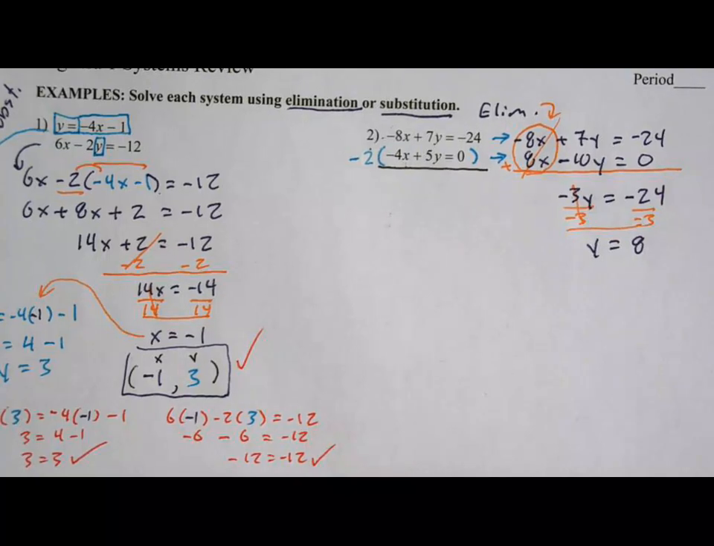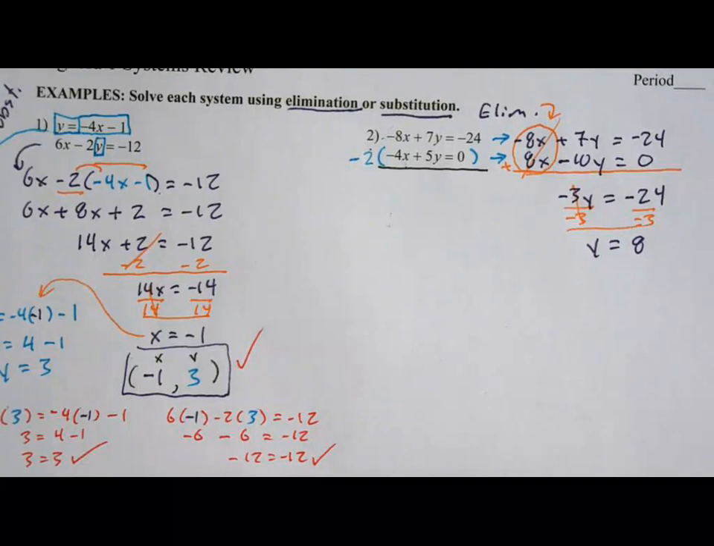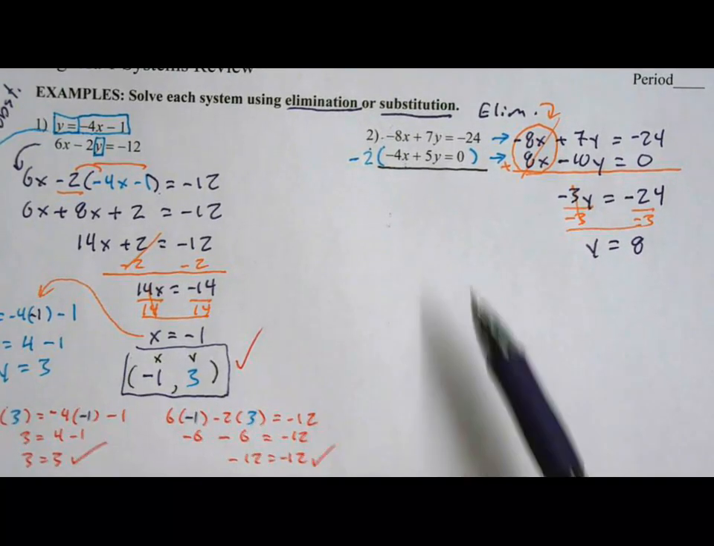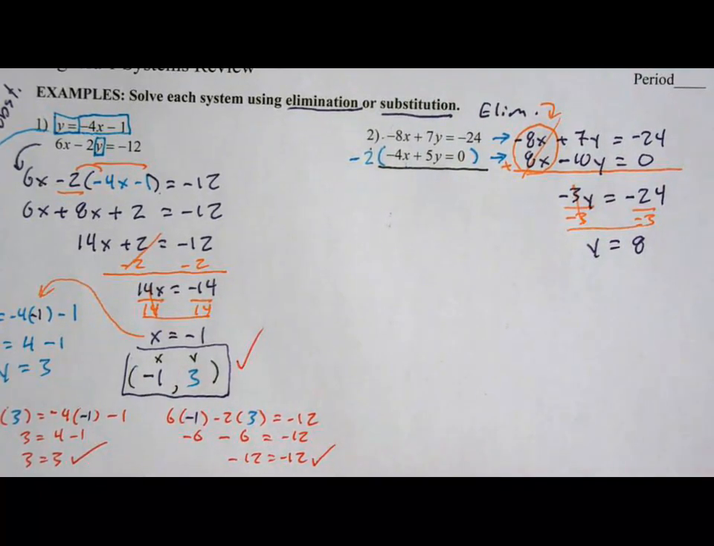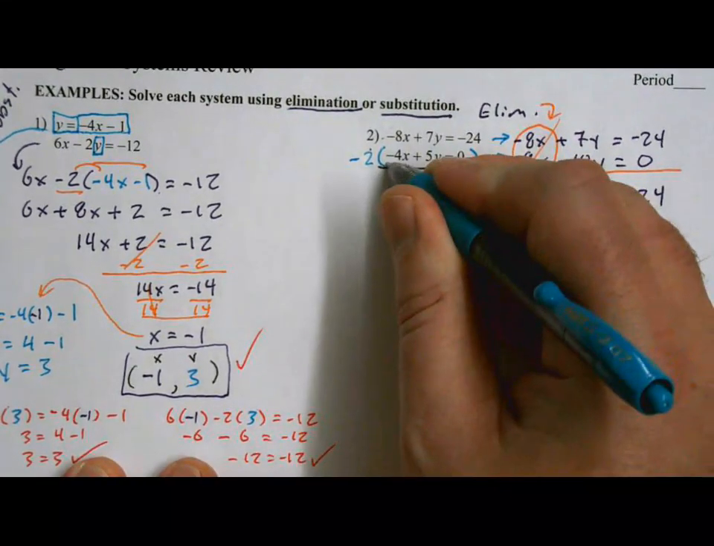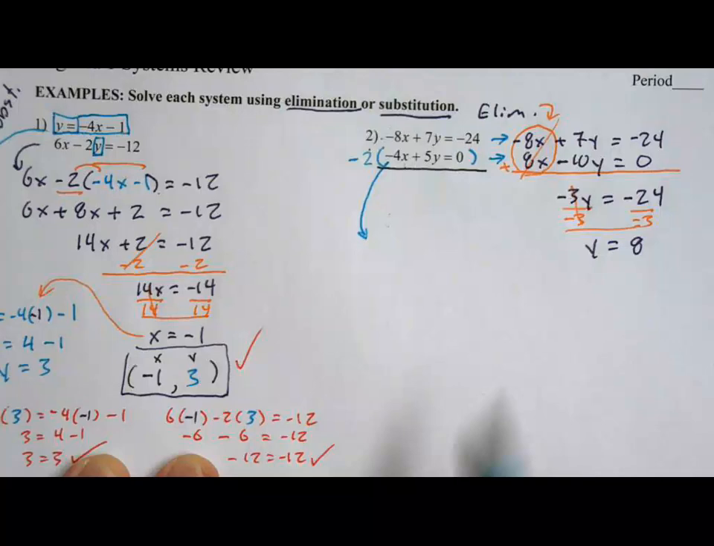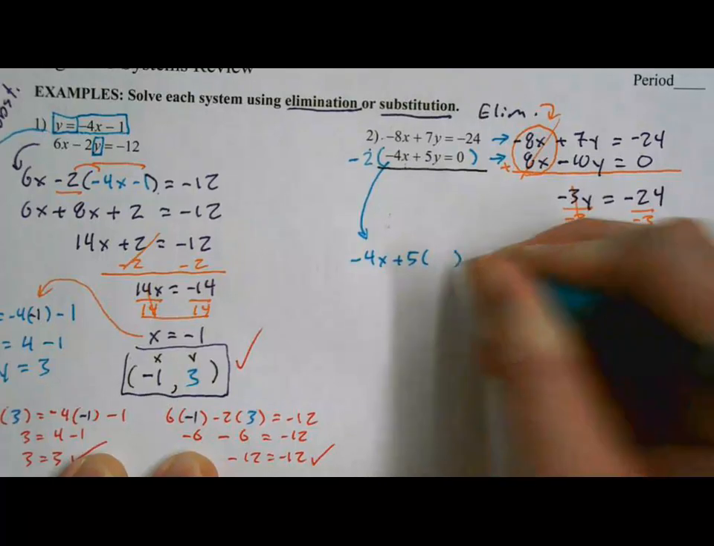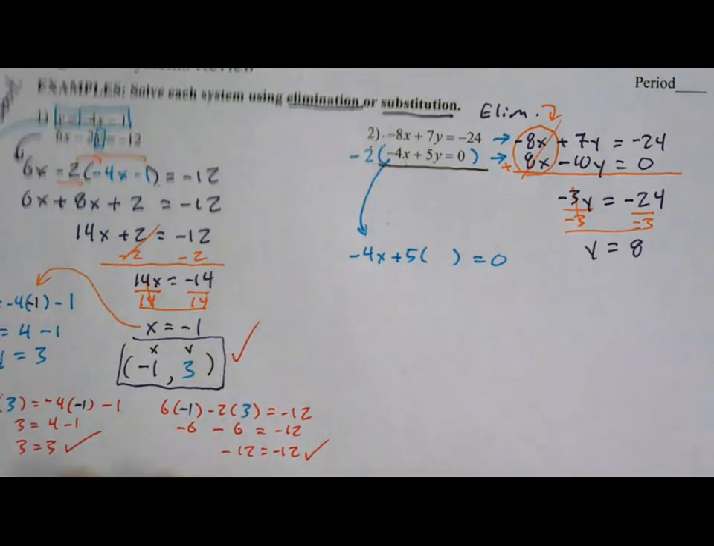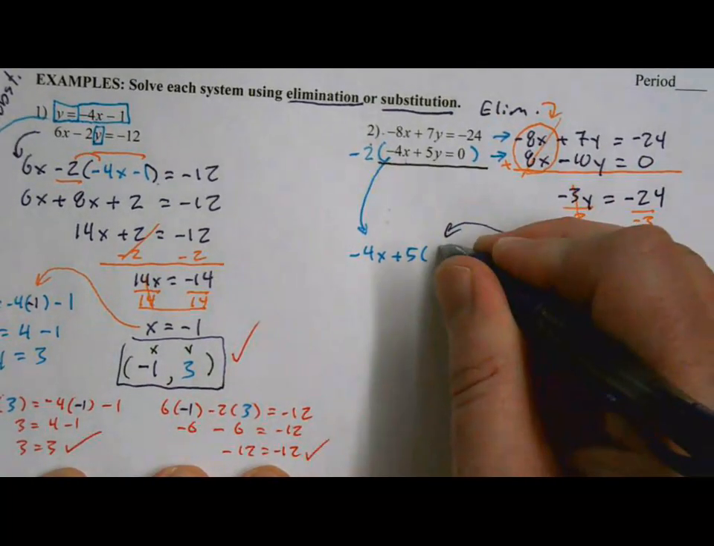So just like before, I'm going to go back to one of my original equations, and it really doesn't matter which one I choose. I think I'm going to use the second one because it has smaller numbers, but we could just as easily use the first one. So let me copy down the original second equation, and when I get to y, I'm going to leave it out because I have a value for y. So negative 4x plus 5y equals 0. I've left the y out though because I know what y is. y is 8.